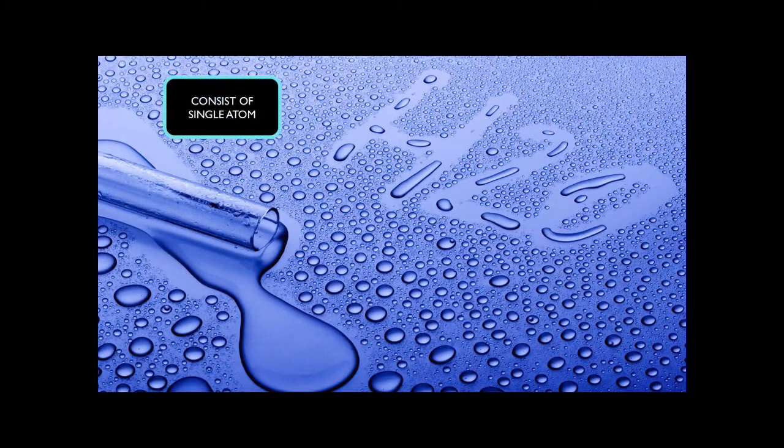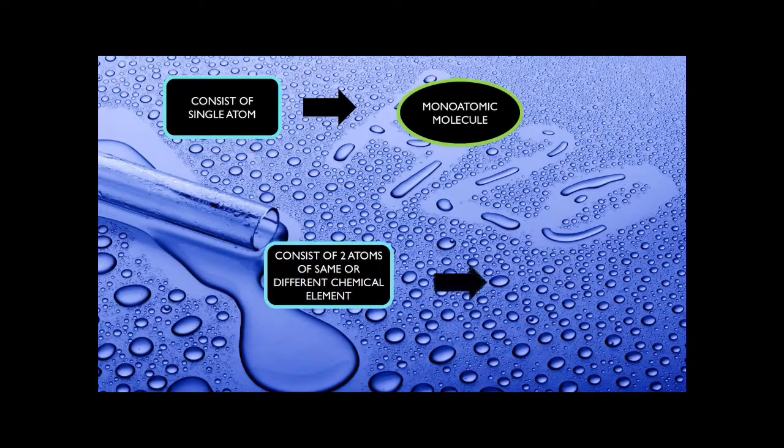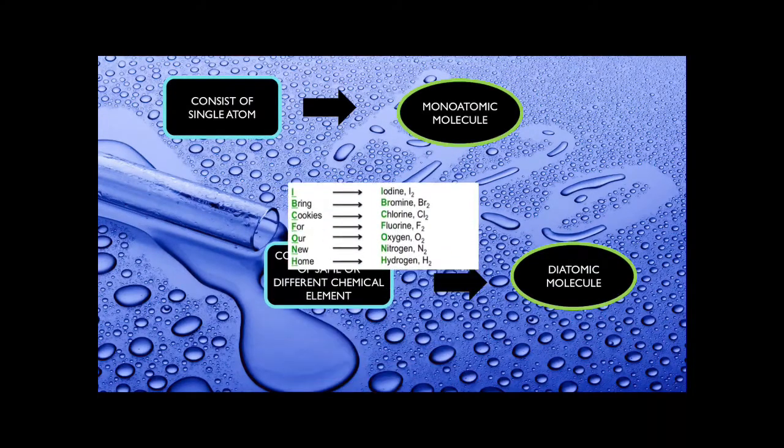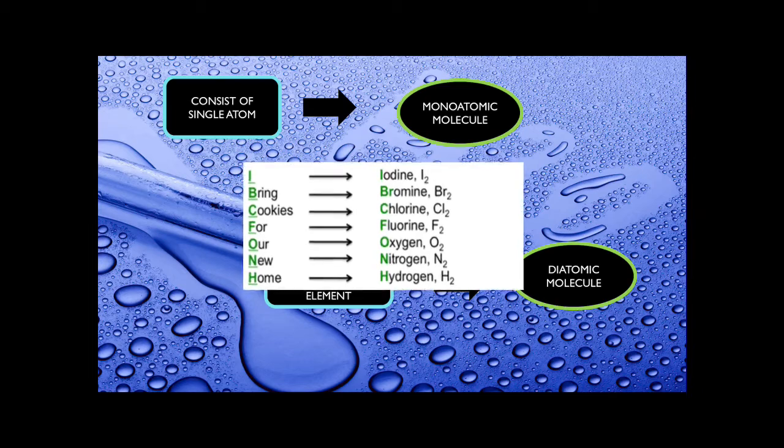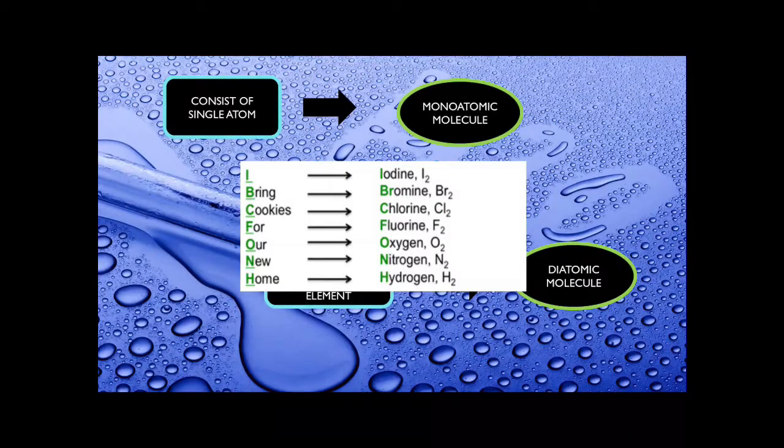There are two types of molecules. When they consist of a single atom, they are called monoatomic molecules, and if they consist of two atoms of the same or different chemical element, they are called diatomic molecules. Examples of diatomic molecules are iodine, bromine, chlorine, fluorine, oxygen, nitrogen, and hydrogen. We can remember it as I bring cookies for our new home.